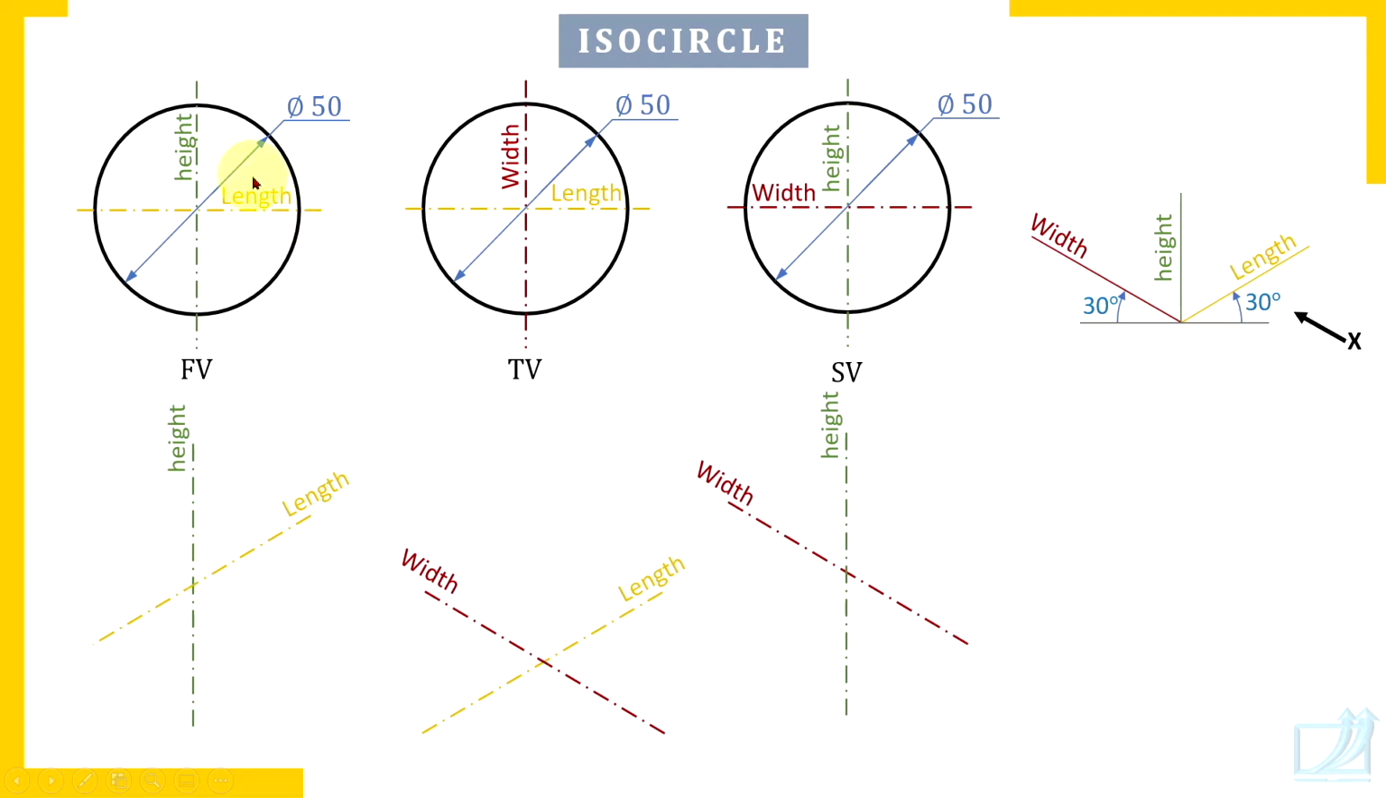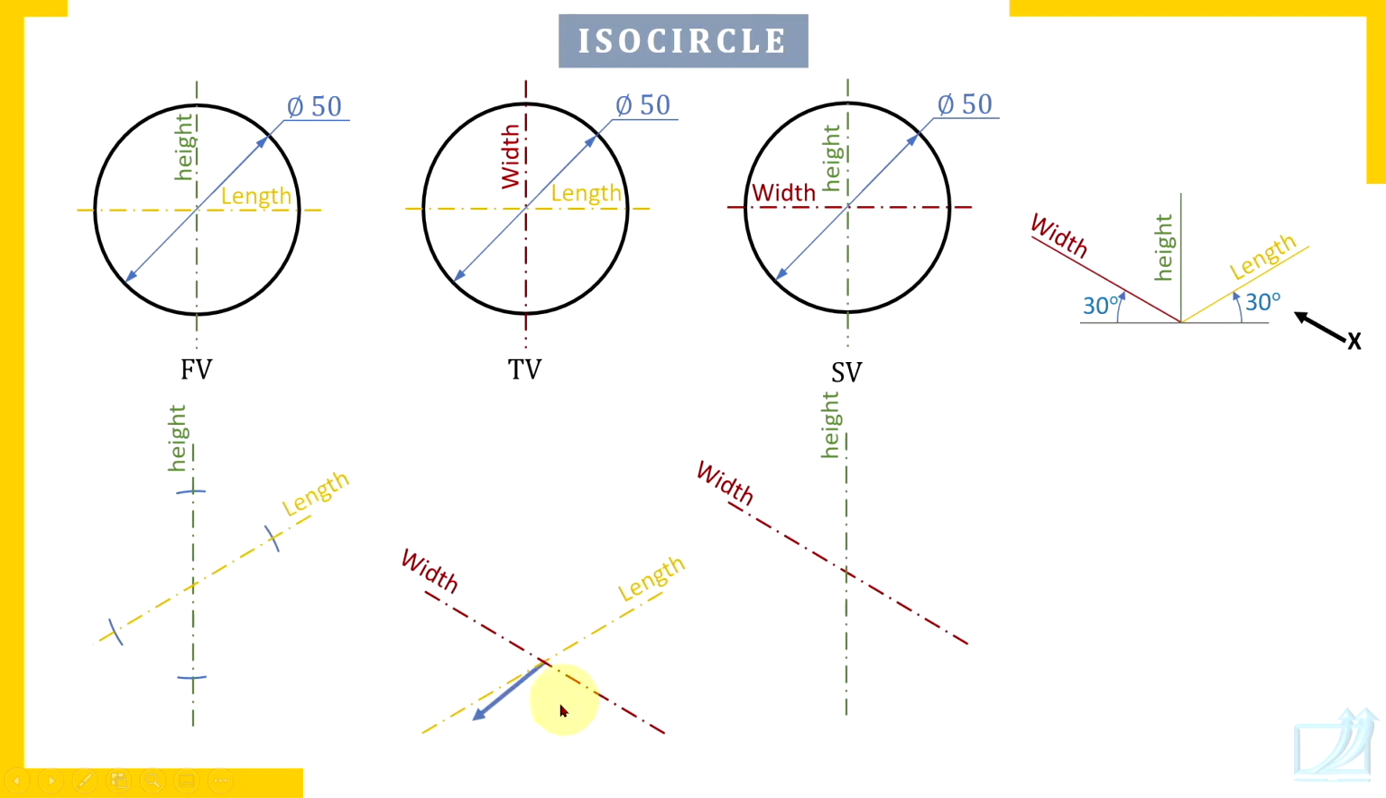Check what is the radius. It's 25 here. And from the center at distance 25, you mark the points in this manner. So use a compass, take the radius in the compass, and from the center of the isocircle, mark 4 points at distance 25 on each side along the center lines.